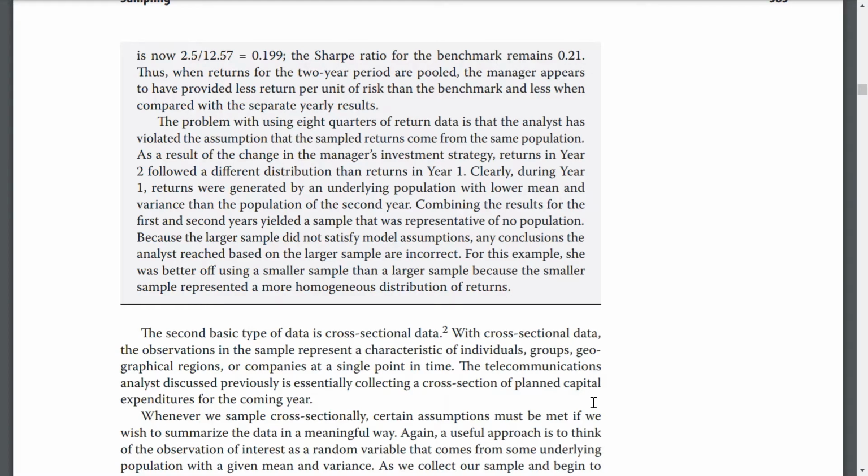Clearly, during year 1, returns were generated by an underlying population with a lower mean and variance than the population of the second year. Combining the results from the first and second year yielded a sample that was representative of no population. Because the larger sample did not satisfy model assumptions, any calculation the analyst reached based on the larger sample is incorrect. For this example, she was better off using a smaller sample than a larger sample, because the smaller sample represented a more homogeneous distribution of returns.